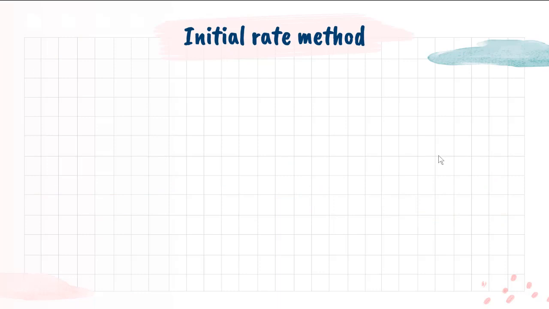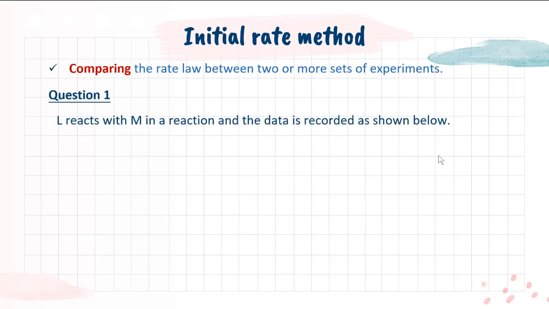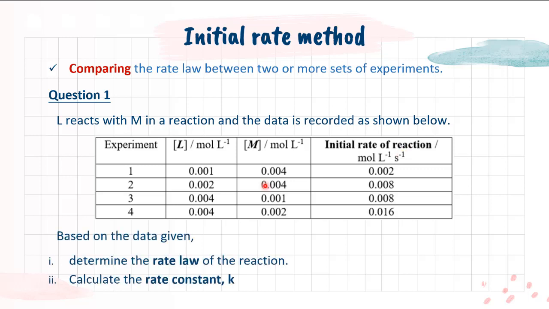So first of all, the initial rate method. We want to compare the rate law between two or more sets of experiments. Let's look at example question 1. L reacts with M in a reaction and the data is recorded as shown below. In this data, you can see we have experiments 1, 2, 3, 4. We have the concentrations for L, concentrations of M, and the initial rate of reaction. The units given here are mole per liter per second. Based on this question, we need to determine the rate law of the reaction.